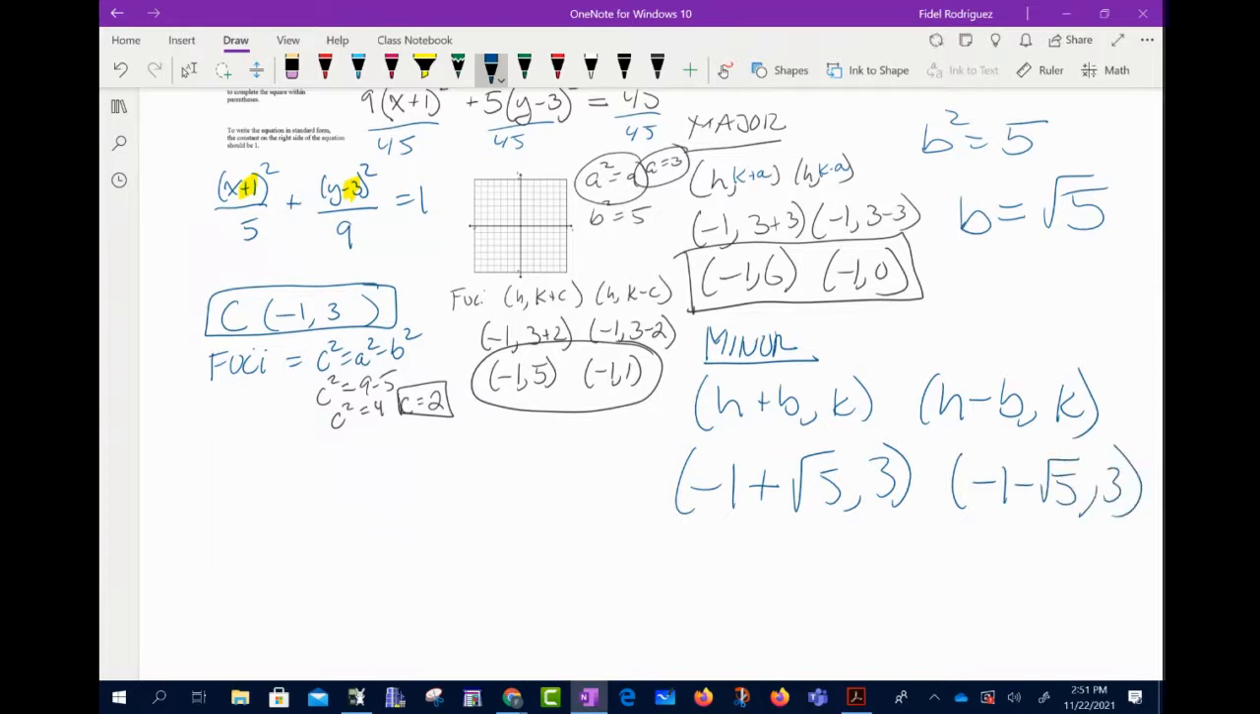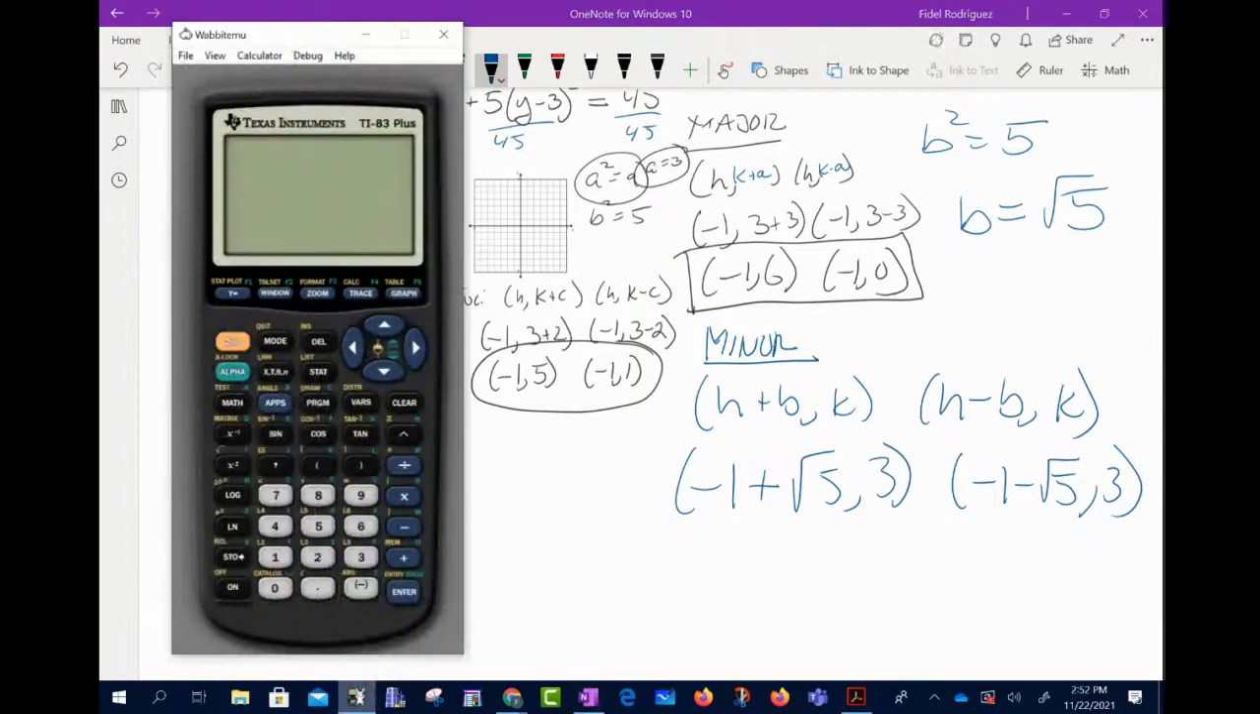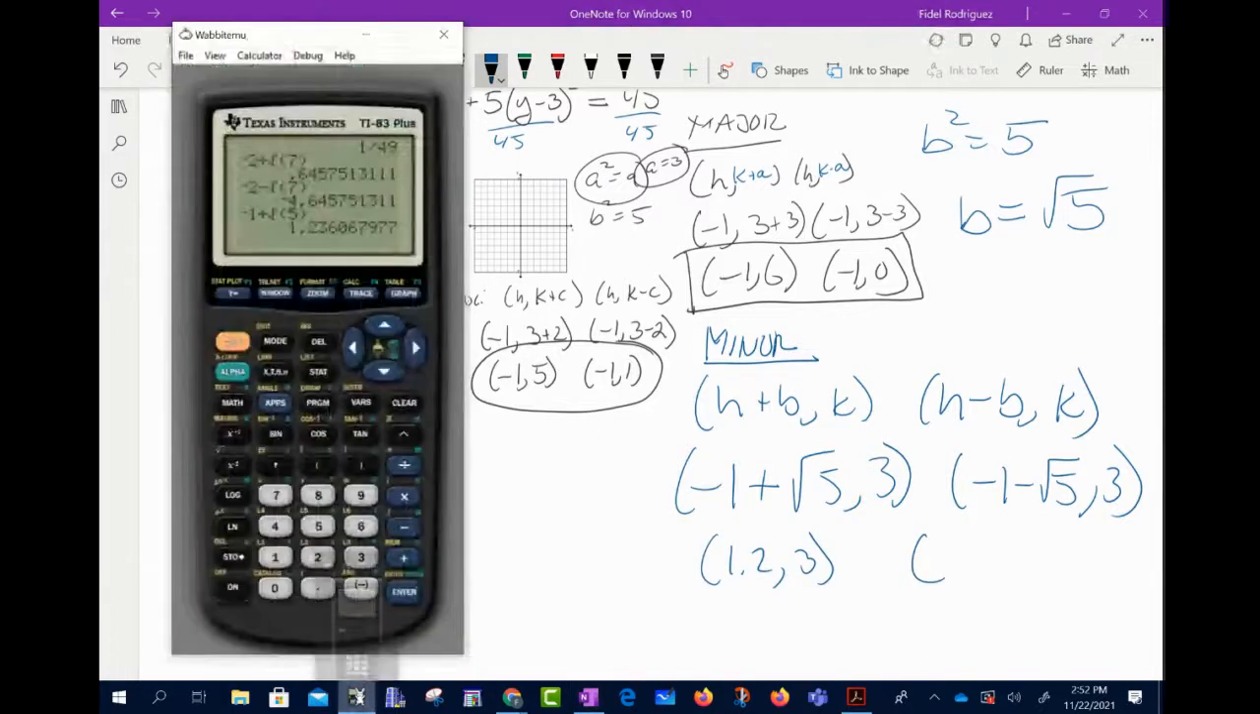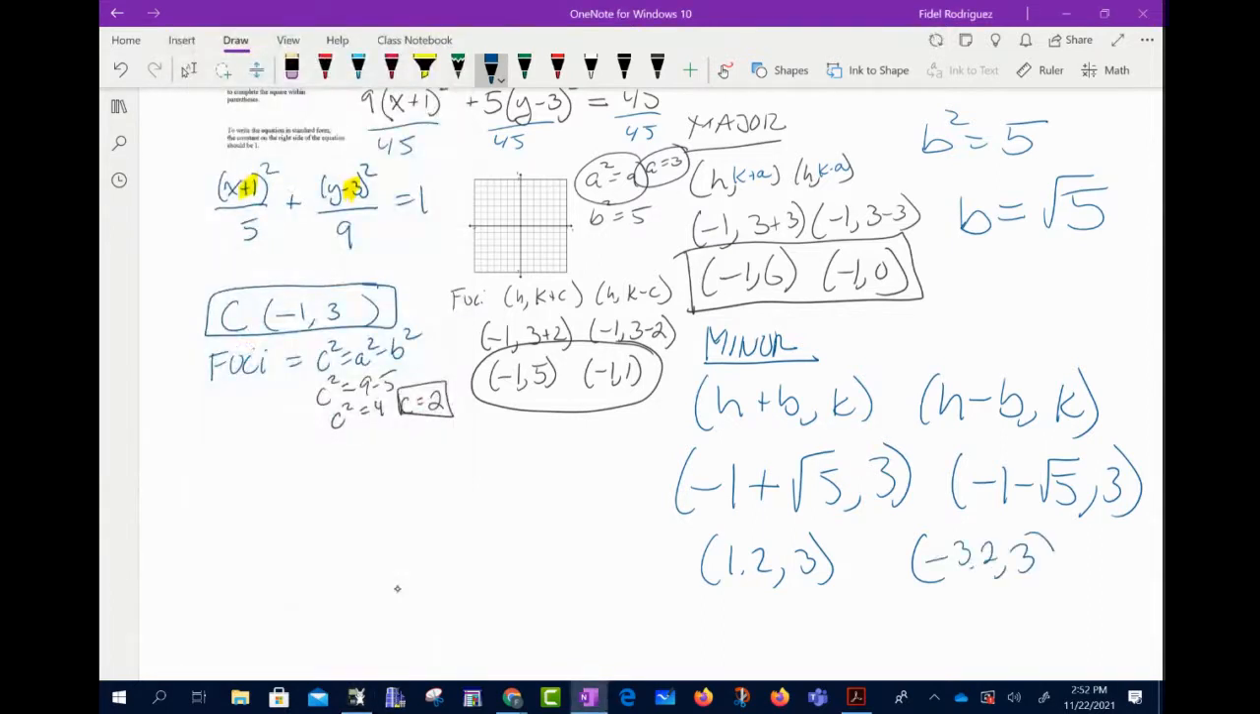and then (-1 minus the square root of 5, 3). I'm just going to do a decimal approximation, y'all, so that I know where I'm going to put that value when I plot this. Let me grab my calculator. -1 plus the square root of 5, I'm going to say 1.2. So 1.2 and 3. And then let's do the same thing again, but change that from a plus to a minus, and -3.2.